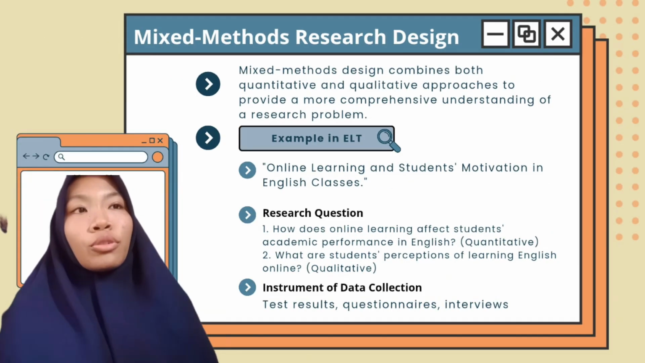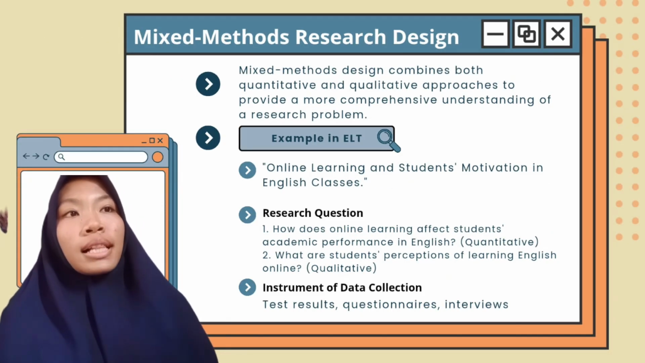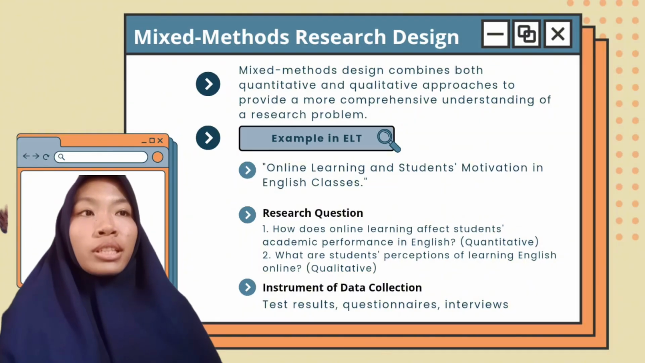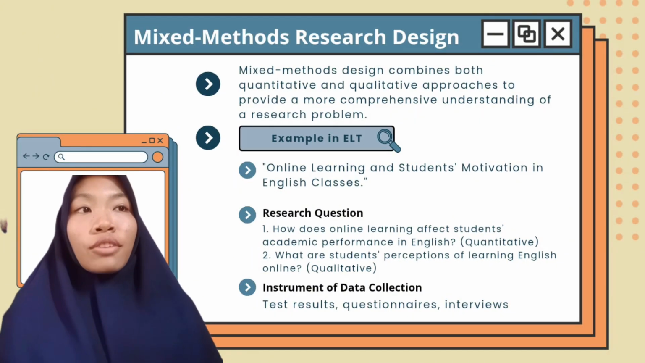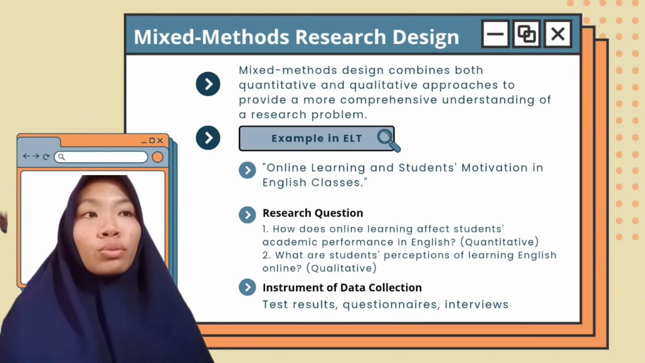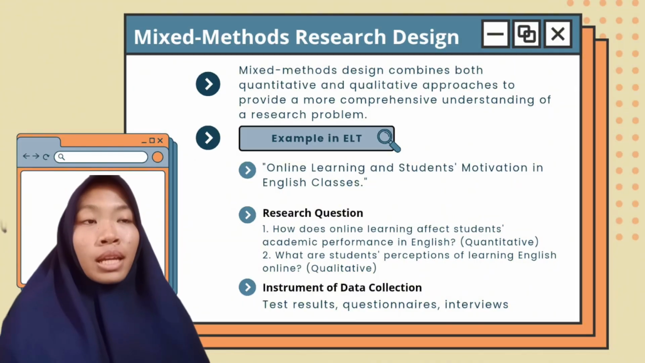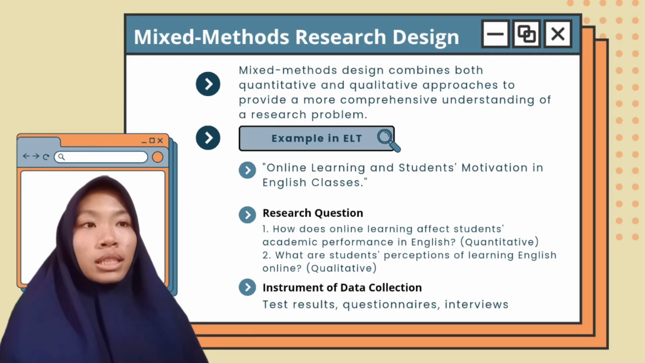Let's move to the next material, mixed methods research design. Mixed methods design combines both quantitative and qualitative approaches to provide a more comprehensive understanding of a research problem. The characteristics are integration of numeric data with descriptive data, triangulation to validate results, and sequential or concurrent data collection.